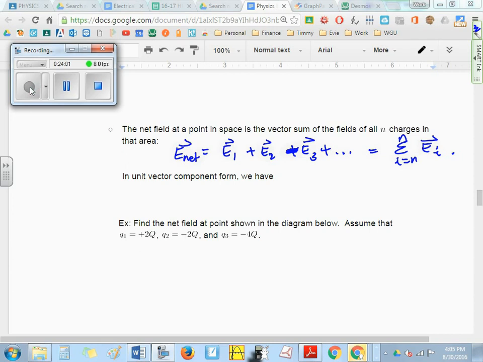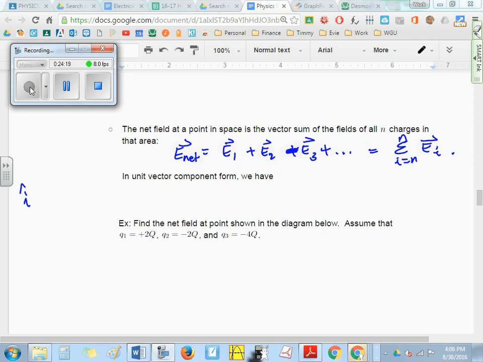Now since each of these E1, E2, E3, and so on has a different direction possibly, we need a magnitude and a theta for every single one of them, right? So this is where it gets kind of complicated. It's probably easier not to use polar, not to use theta, but to just use i hat and j hat. So I just want to remind you what i hat and j hat are.